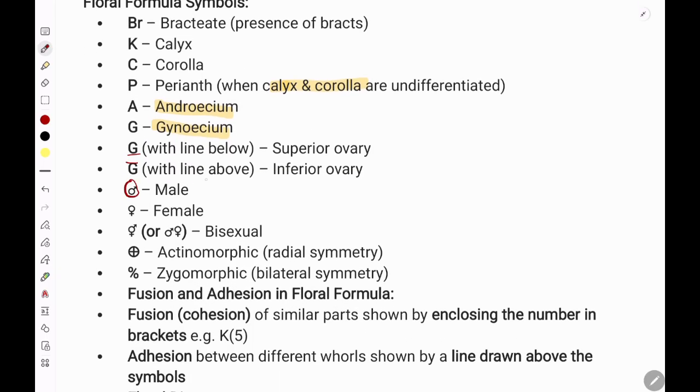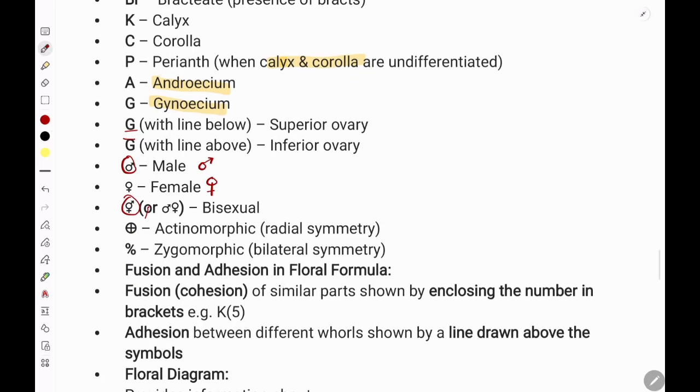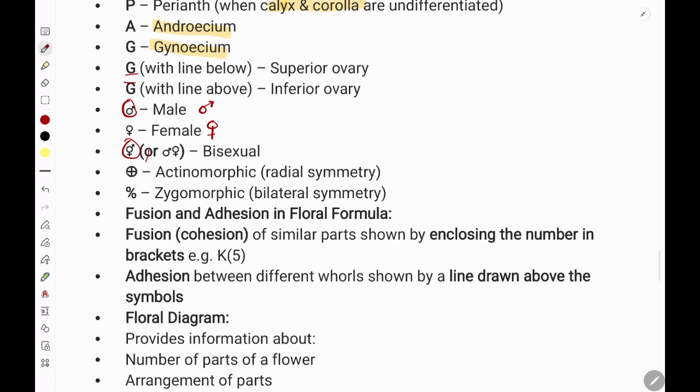If the formula has only this type of symbol, this means it is a unisexual flower with only the male sex. If it has only this kind of symbol, this means it is a unisexual female flower. And if the structure is like this, then it has both types of sex, and it is called a bisexual flower.